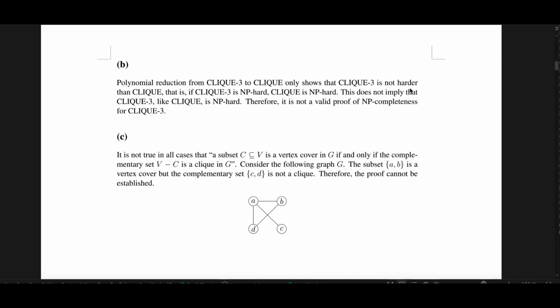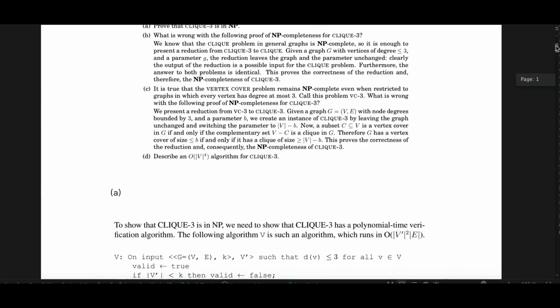Clique-by-3 to Clique only shows that Clique-by-3 is not harder than Clique. That is, if Clique-by-3 is NP-hard, Clique is NP-hard. It doesn't infer that if Clique is NP-hard, Clique-by-3 is NP-hard. Therefore it's not a valid proof of NP-completeness for Clique-by-3.